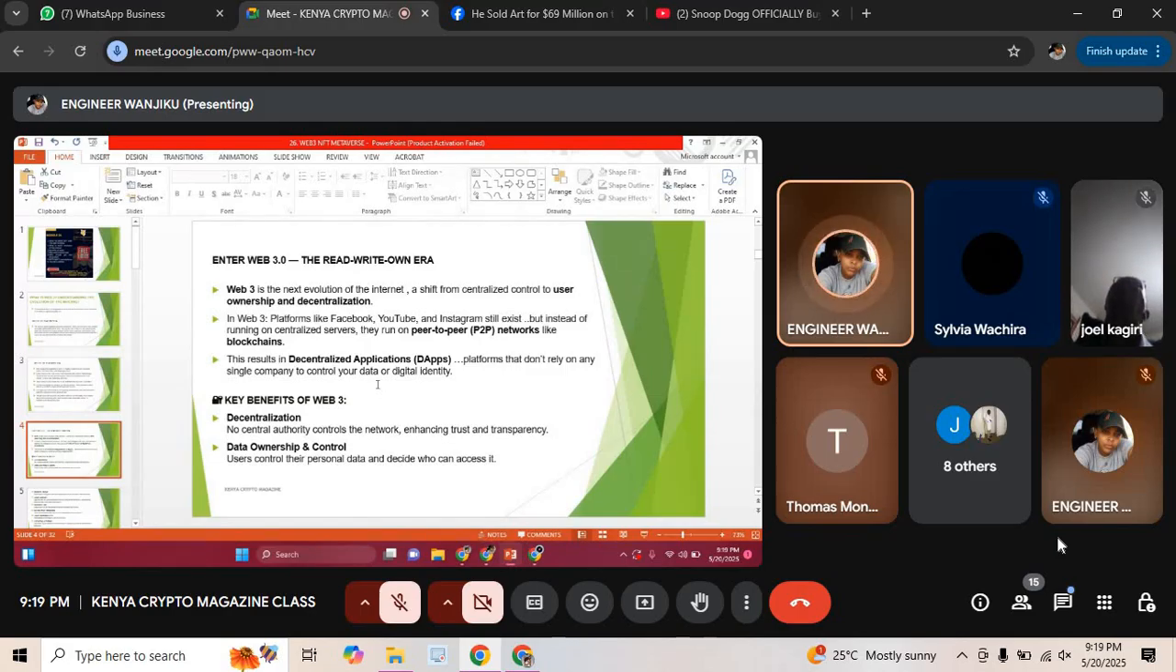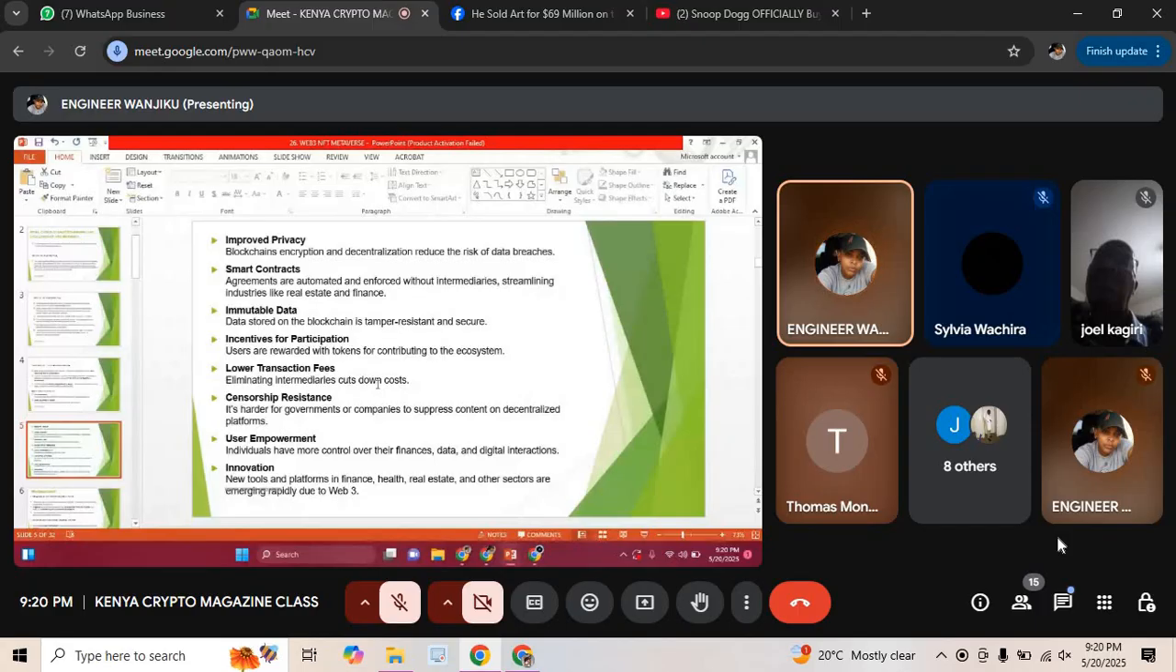So, the key benefits of Web3. Number one, decentralization. No central authority controls the network, and thus it enhances trust and transparency. Number two, data ownership and control. Users control their personal data and get the privilege of deciding who can actually access this data. Number three, improved privacy. Blockchain encryption and decentralization reduce data breaches.